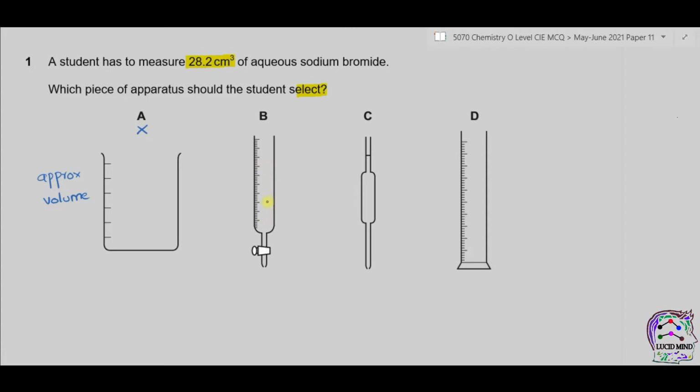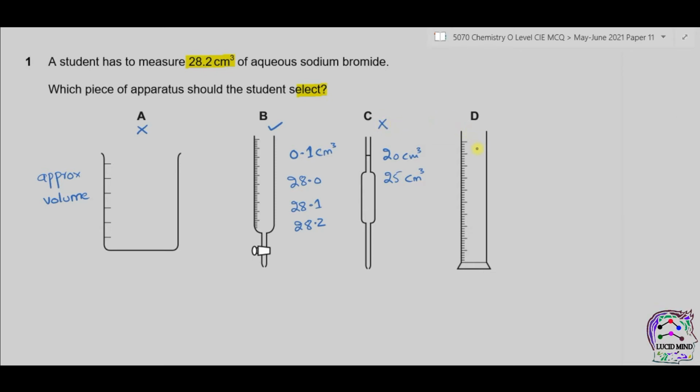In part B, we have burette. Now the minimum division on burette is 0.1 cm³. So therefore we can measure 28.0 or 28.1 or 28.2 cm³. So this one could be the correct option. In part C, we have pipette. Now the volume of pipette is fixed. It is either 20 cm³ exact or it could be 25 cm³ exact. We cannot measure less volume than this. Therefore it is also incorrect.